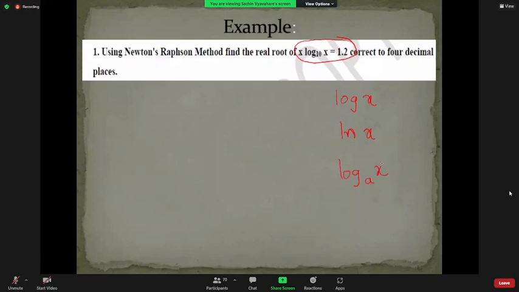So can anyone tell me what is the difference between all these notations? I will ask a particular person, because many of you are group chatting now. When I ask a question, someone should answer. Like Piyush, yes. I'm asking what is the difference between these three notations? In log x, the base is 10, and in ln, the base is e, and in log a, the base is already given. Yeah, good, very good. So this is a general thing.